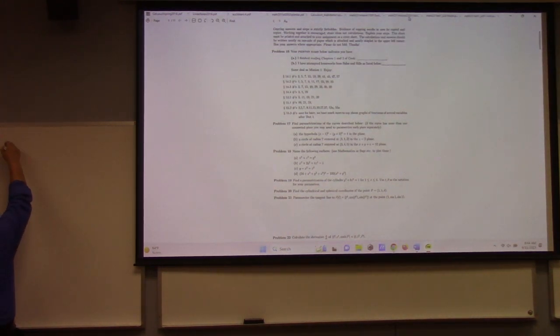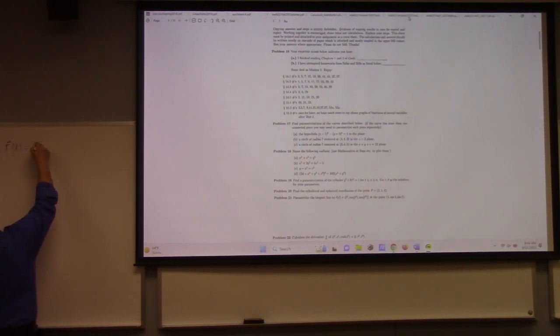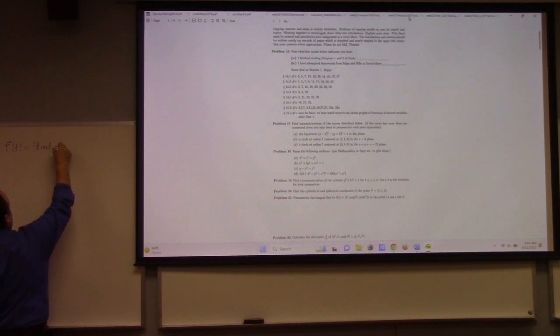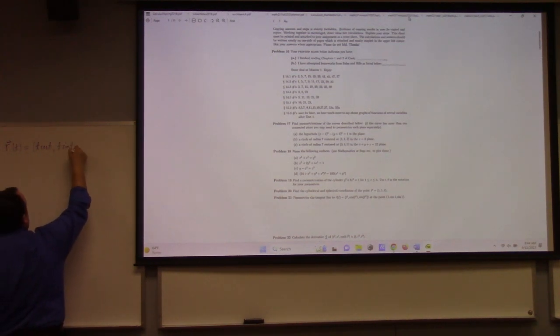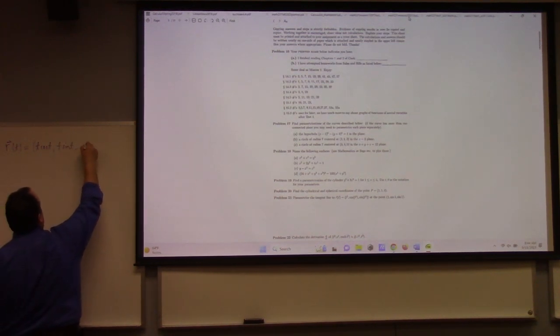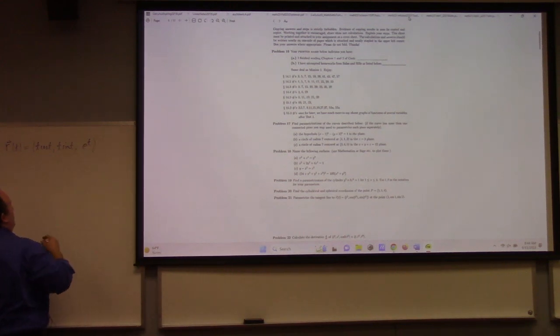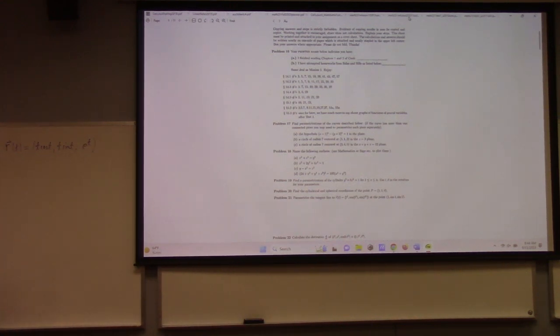But here's one. If we had r of t was t cos t, t sine t, e to the t, we can calculate the speed and set up the arc length integral, right? And try to be as simple as possible. How does that go here?